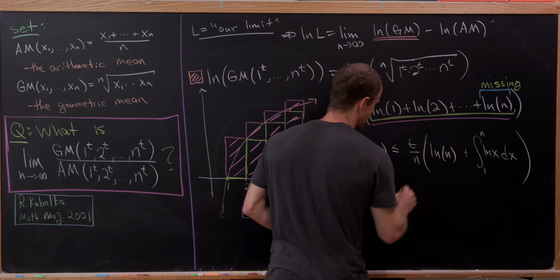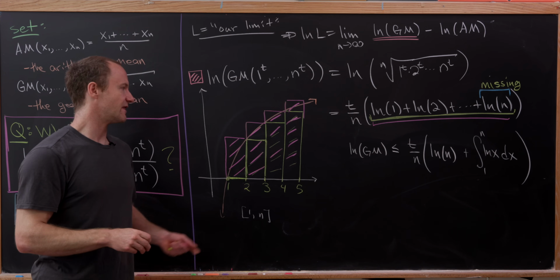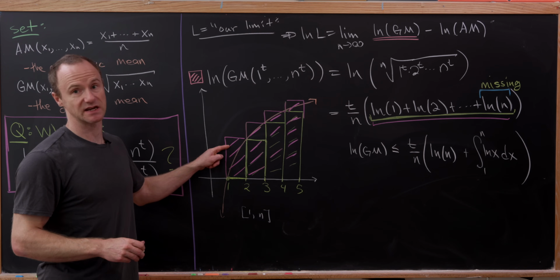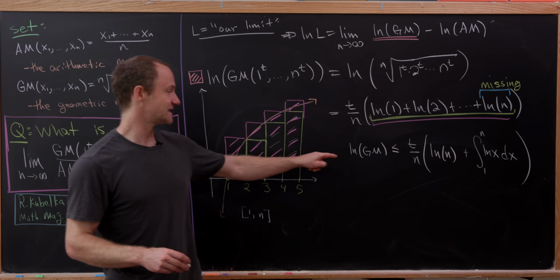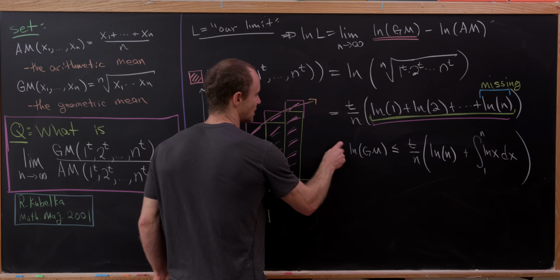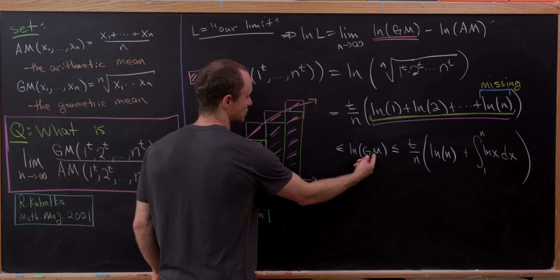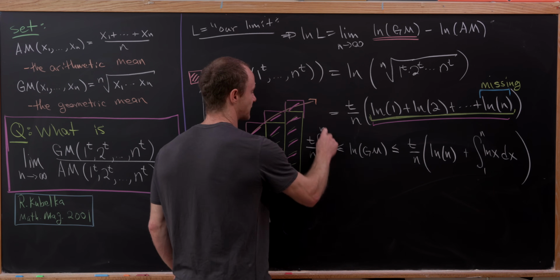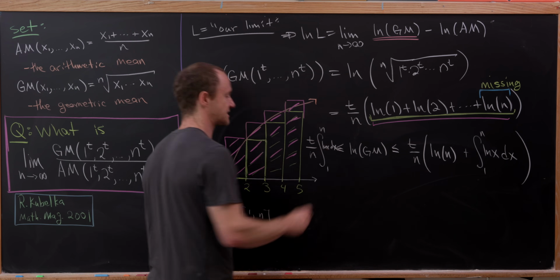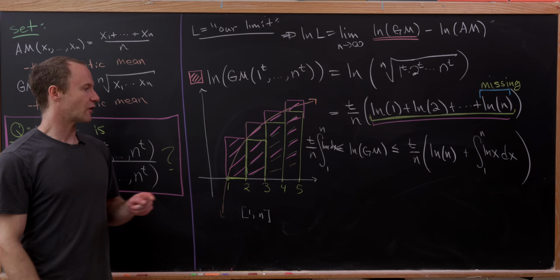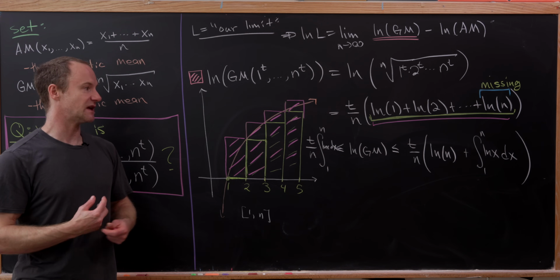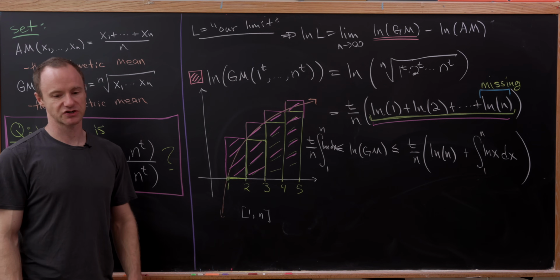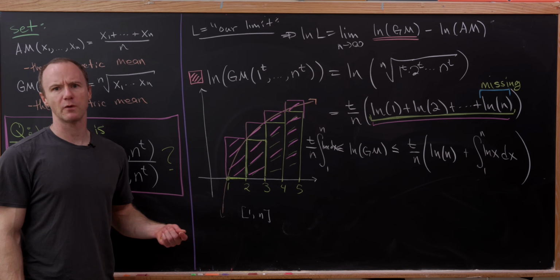Okay, so let's maybe note that the area under the curve is smaller than this magenta, but again, this magenta is exactly what we have here. So here we can say that our natural log of our geometric mean is bigger than or equal to t over n, and then the integral from 1 to n of natural log of x dx. So there, we've bound the natural log of our geometric mean between two things that involve the integral of the natural log. Now, let's see what we can get out of that.